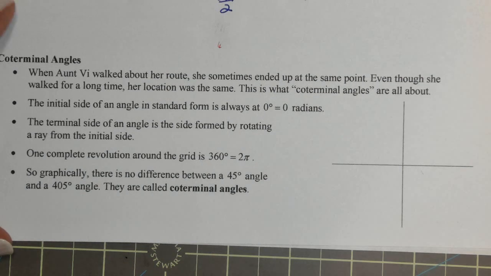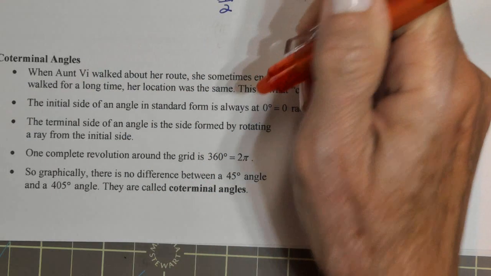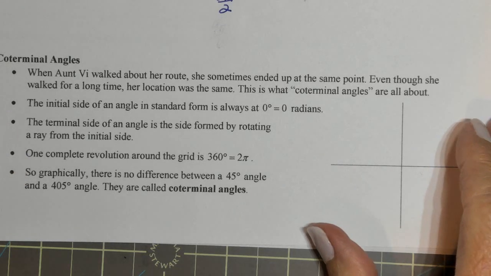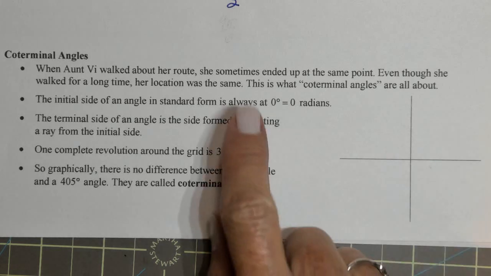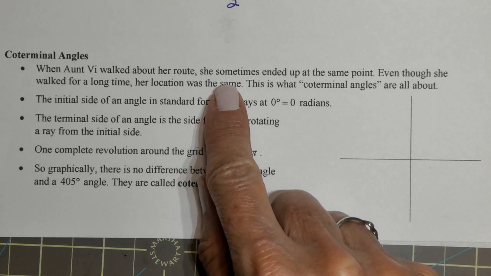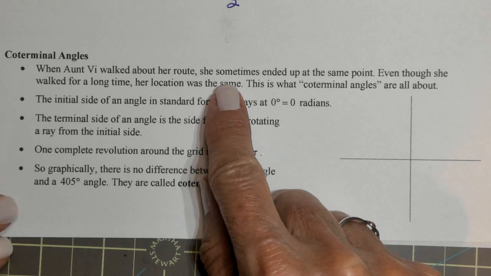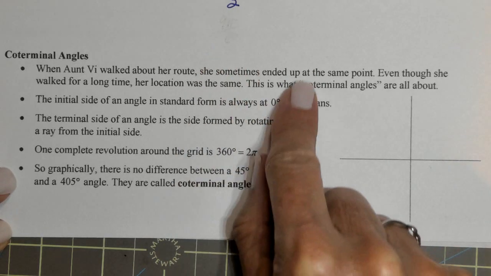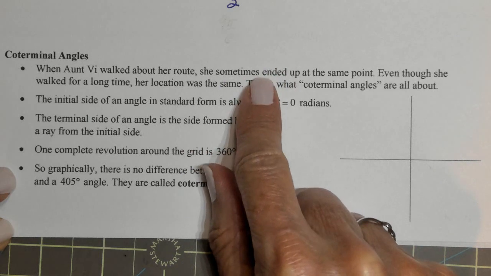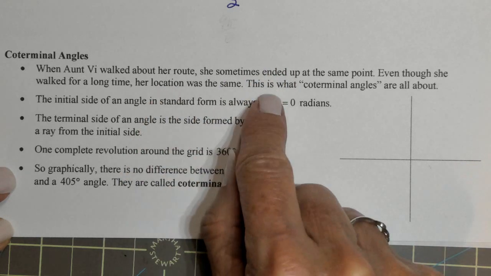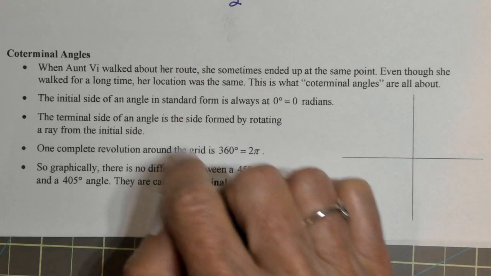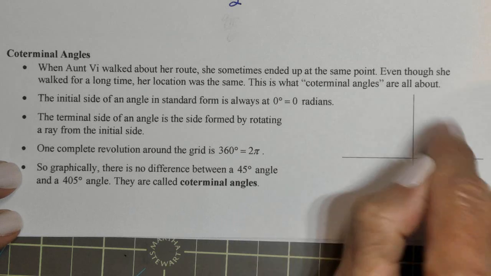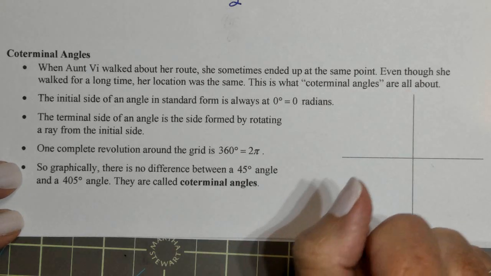All right. Let's talk about coterminal angles. When Aunt Vi was walking around her route yesterday, or whenever we did Aunt Vi, she sometimes ended up at the same point, even though she walked for a long time, because she kept on doing the same route over and over again, yeah? That same location, that's what coterminal angles are all about. When you go around and around, you end up at the same spot, okay?